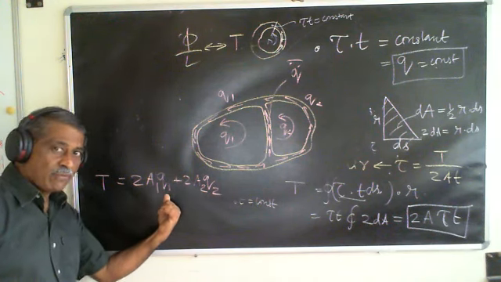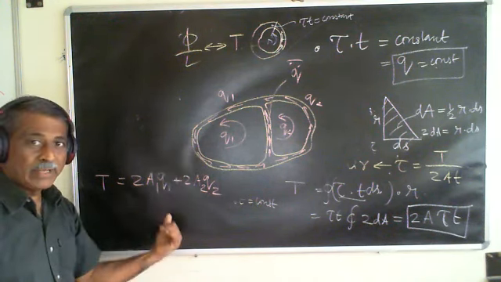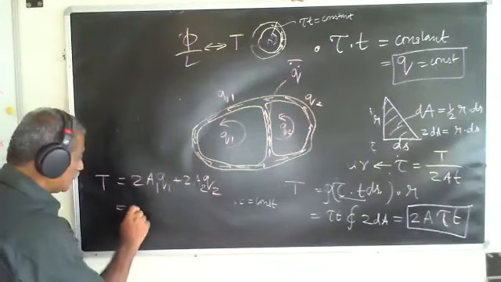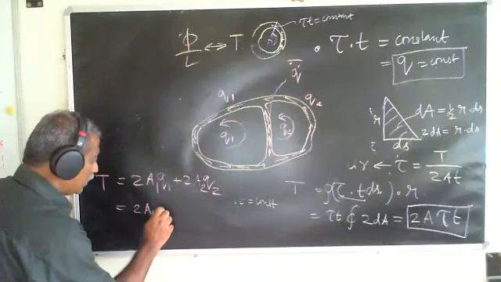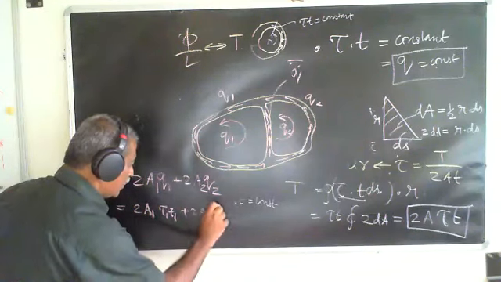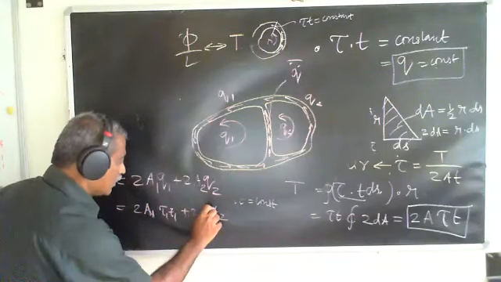Here it's a shear flow. All I have to do is divide it by the thickness. I can write this to be 2A1 tau 1 T1 plus 2A2 tau 2 T2, right?